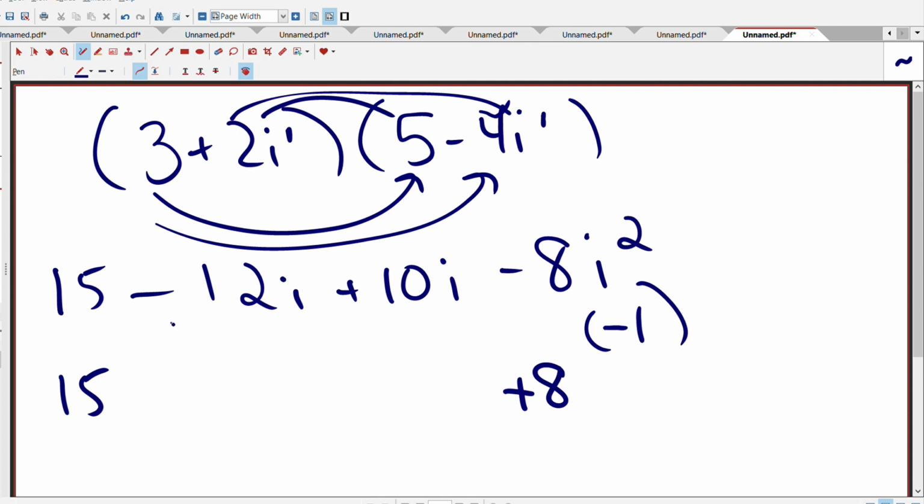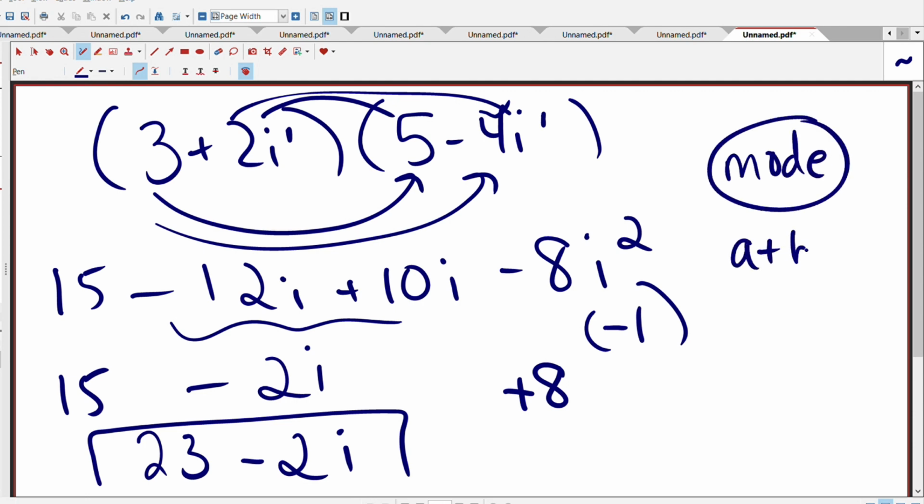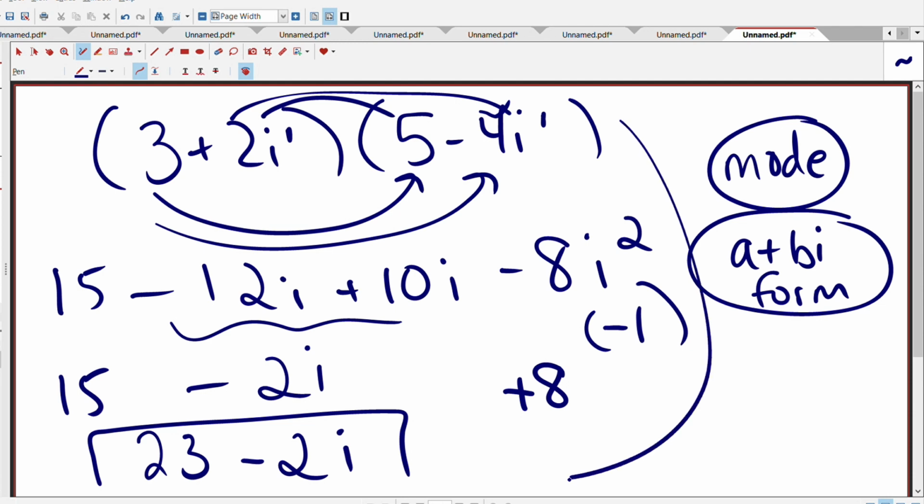And then we have here, signs are different, so you subtract and keep the sign of the larger. So negative 12 and 10 is negative 2. Then you have 15 and 8, which is 23 minus 2i, and that's the final answer. Now, if you take a calculator and put the mode in a plus bi form, you could keep it in that form the whole year, it won't affect anything. You could just literally plug this in the calculator and it goes directly to the answer.